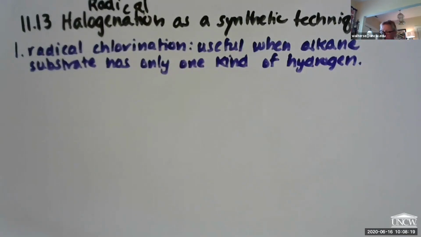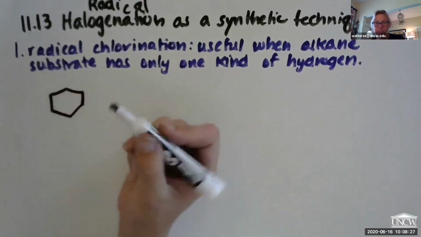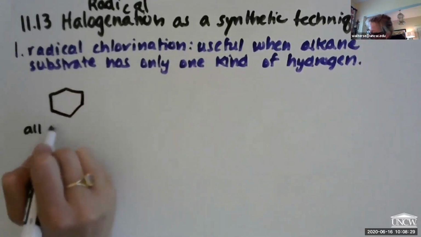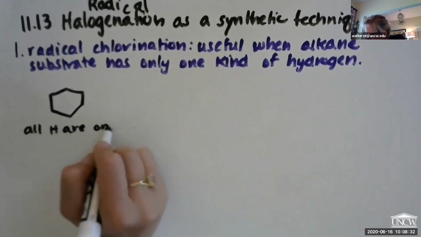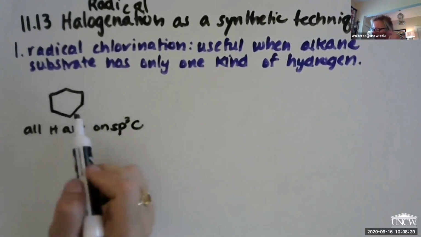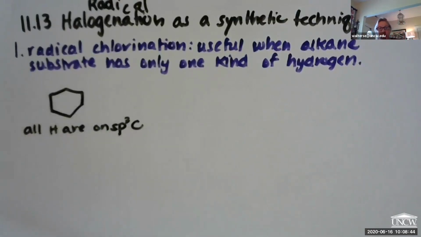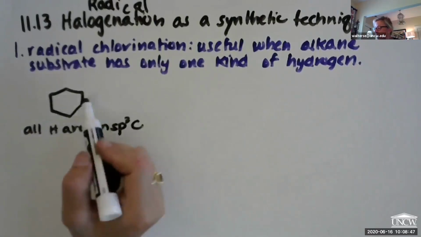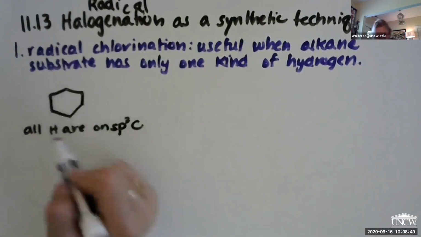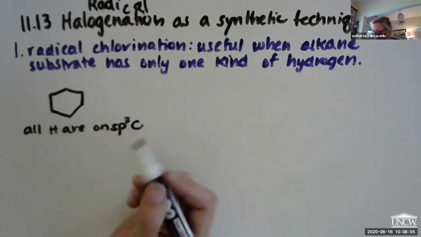Okay. So what I mean by that is, let's say you have cyclohexane as your substrate. All the hydrogens are on sp3 carbons, and they're all essentially identical. You have axial and equatorial positions, of course, but this compound is conformationally mobile, which means it undergoes those ring flips. So the hydrogens are all equivalent. Half the time they're equatorial, half the time they're axial.